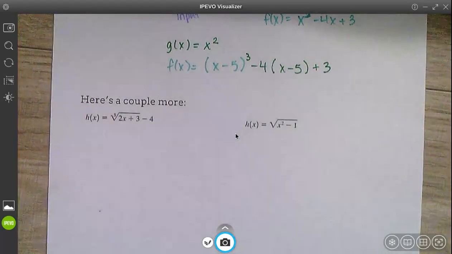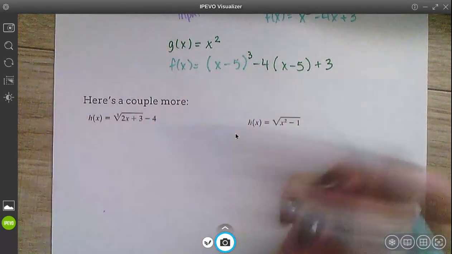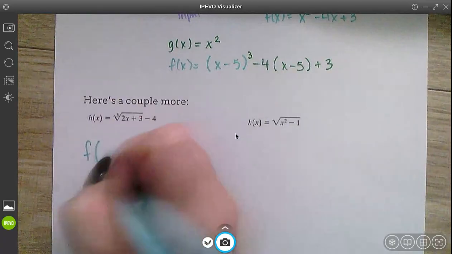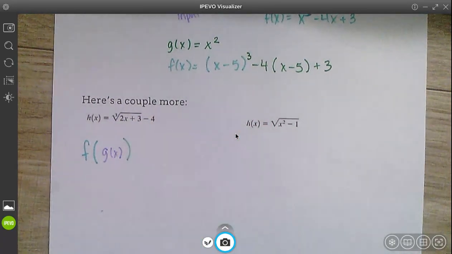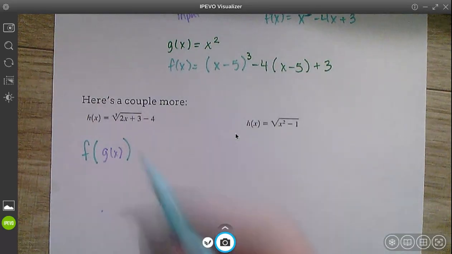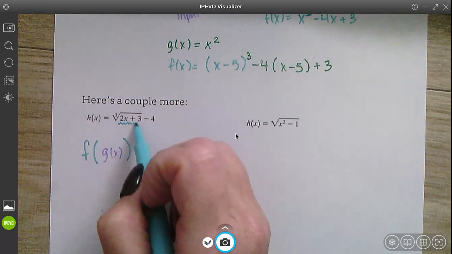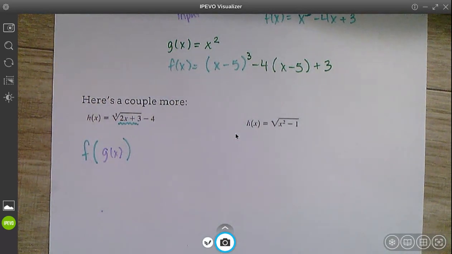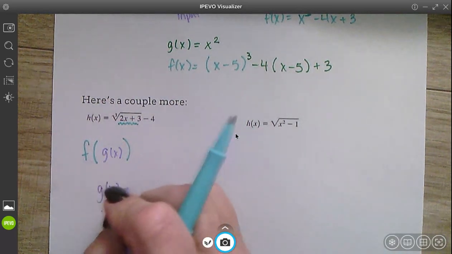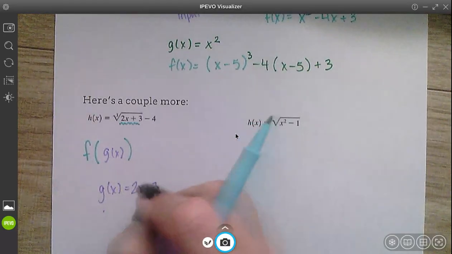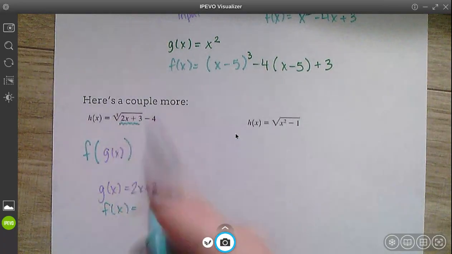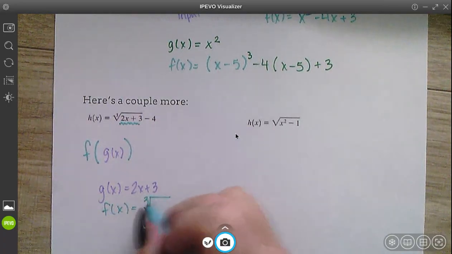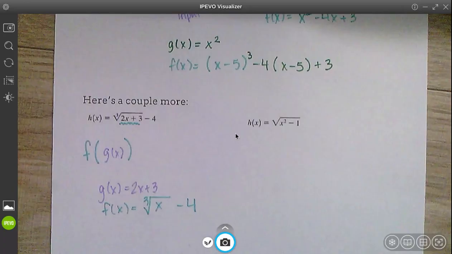Here's a couple more examples. Just don't think too deep about these. Just kind of go with it. So f circle g of x. Find an inside. So one option would be to make it 2x plus 3 for g of x. So if g of x was 2x plus 3, then f of x would be replace 2x plus 3 with just x, cube root of x minus 4.